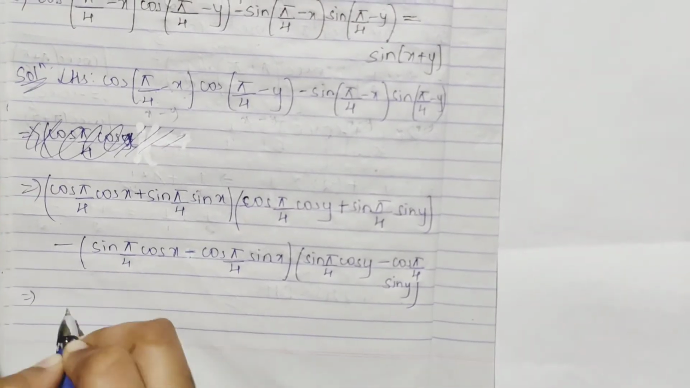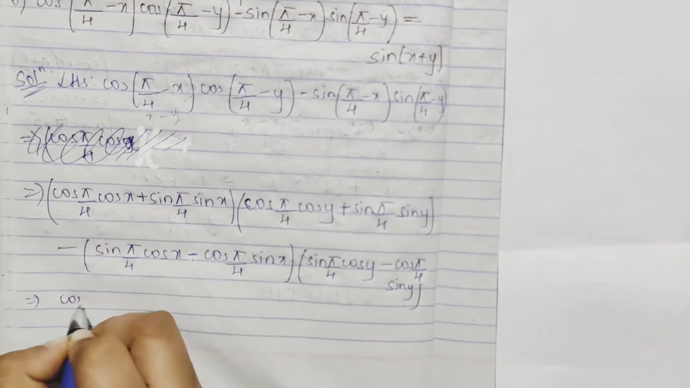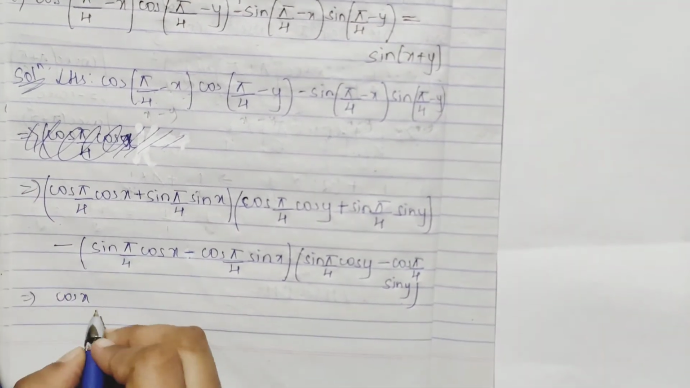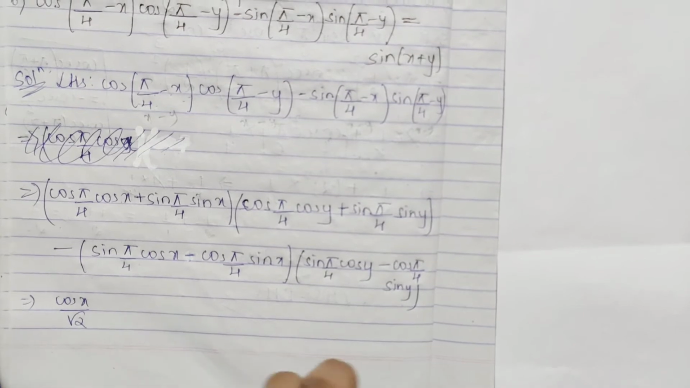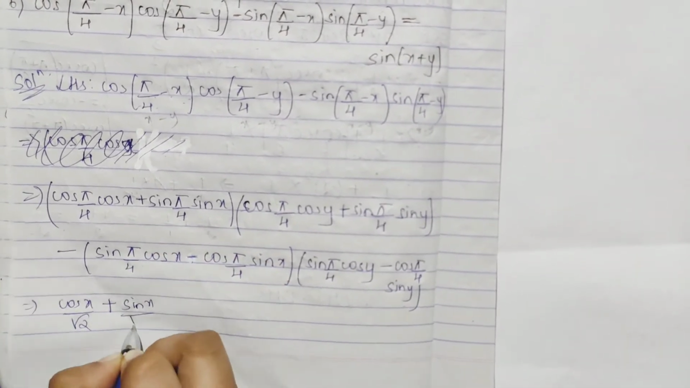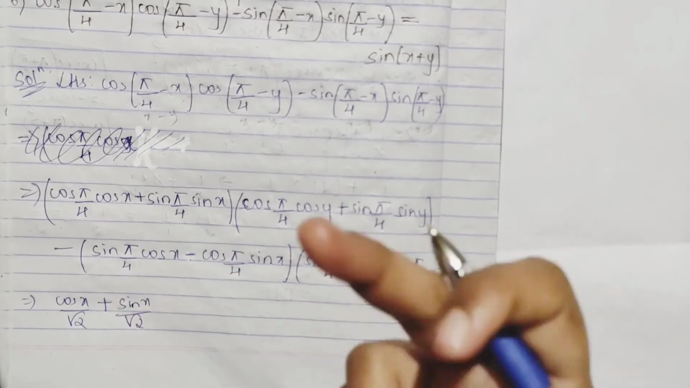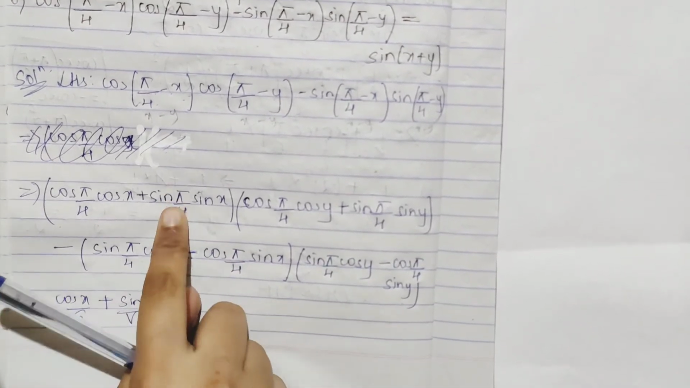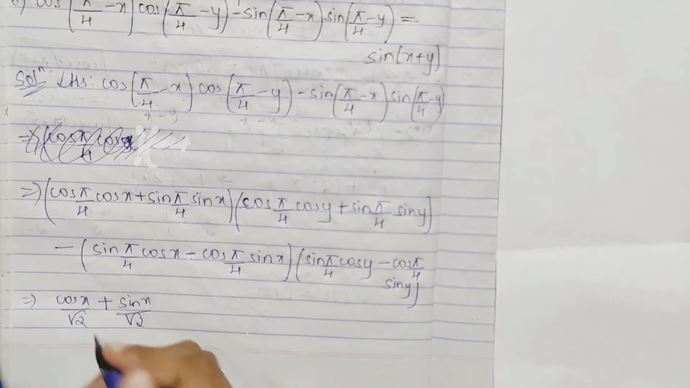Okay, so now put your values. So here you'll get, see cos x remains as it is. Cos pi by 4 is 1 by root 2, right? So I can write cos x by root 2. It is one and the same. Plus even this is sin x by root 2, because sin pi by 4 is also 1 by root 2. So 1 by root 2 into sin x I can write directly like this.